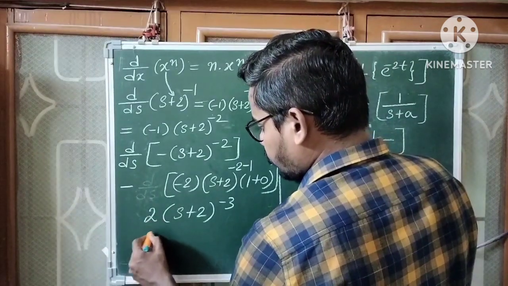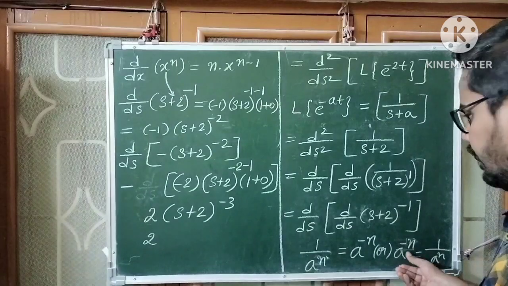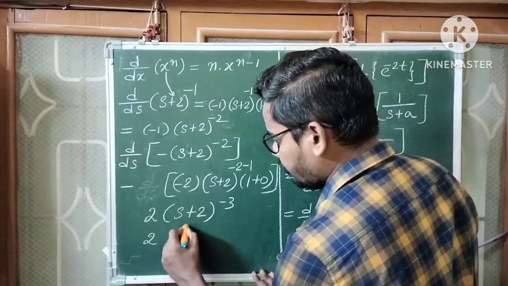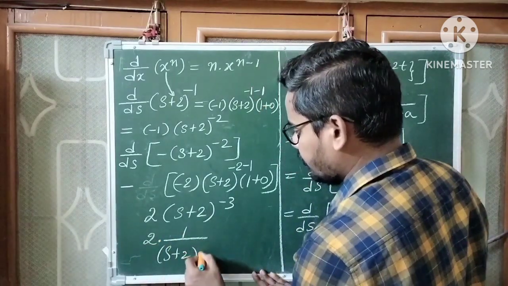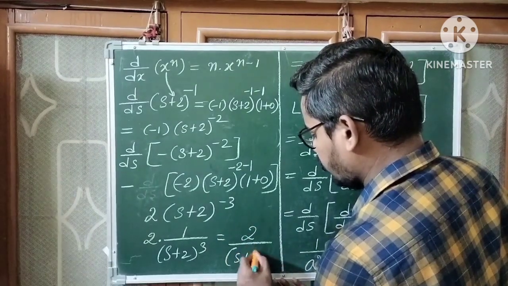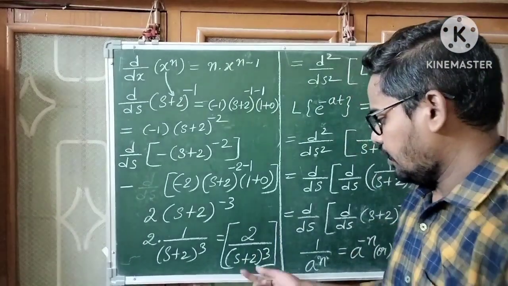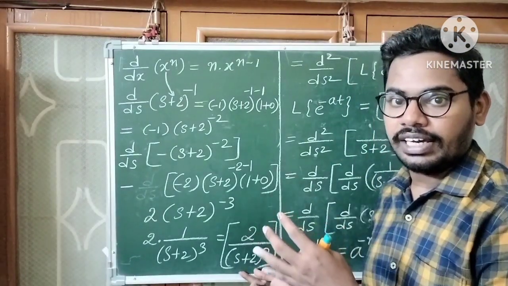Now this is like a power minus n. See, a power minus n is equal to what? 1 by a power n. So 2 into 1 by s plus 2 whole cube, or 2 by s plus 2 whole cube. This is the final answer. Here we have got the same answers for method 1 and method 2.